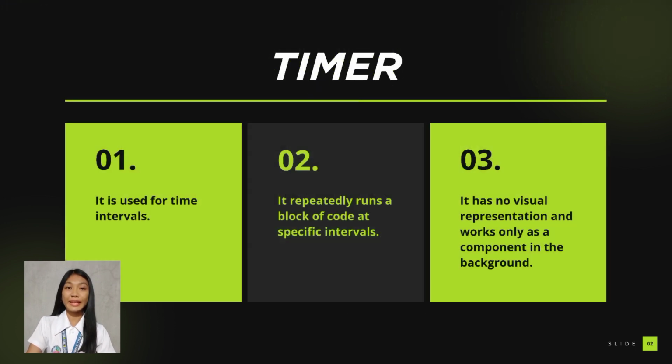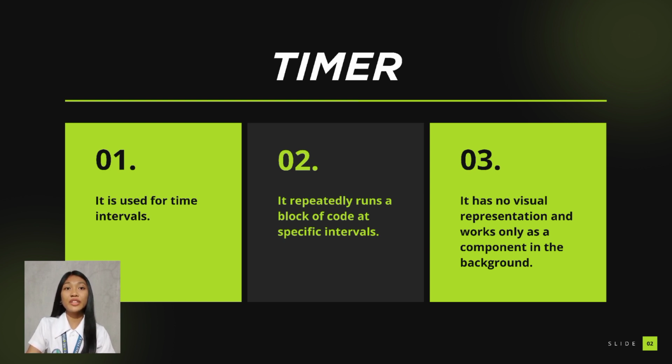First, let me define a timer. Number one, it is used for time intervals. Number two, it repeatedly runs a block of code at specific intervals. And to make it easier for us to understand, let us relate this to our previous topics.